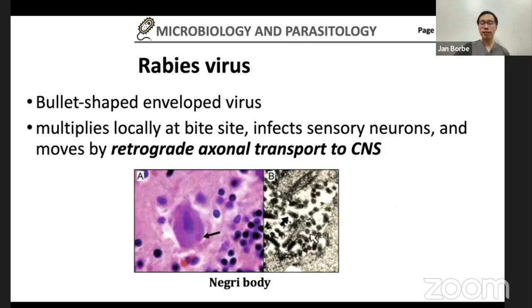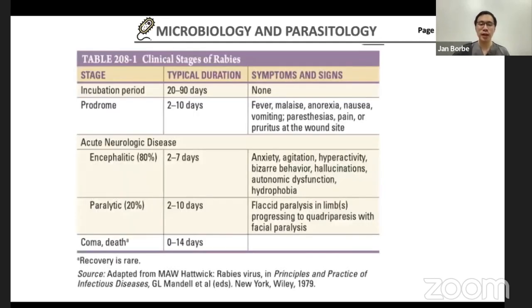Okay, so isa sa mga virus na gusto ko i-emphasize is rabies kasi may student na nagtanong. So how does rabies go to the CNS? It's via retrograde axonal transport. Okay, so we want to emphasize it's retrograde because it can be anterograde for other organisms. So this one is retrograde axonal transport. And there are two different main types of rabies. You have the encephalitic and the paralytic, but majority of them would be the encephalitic form.